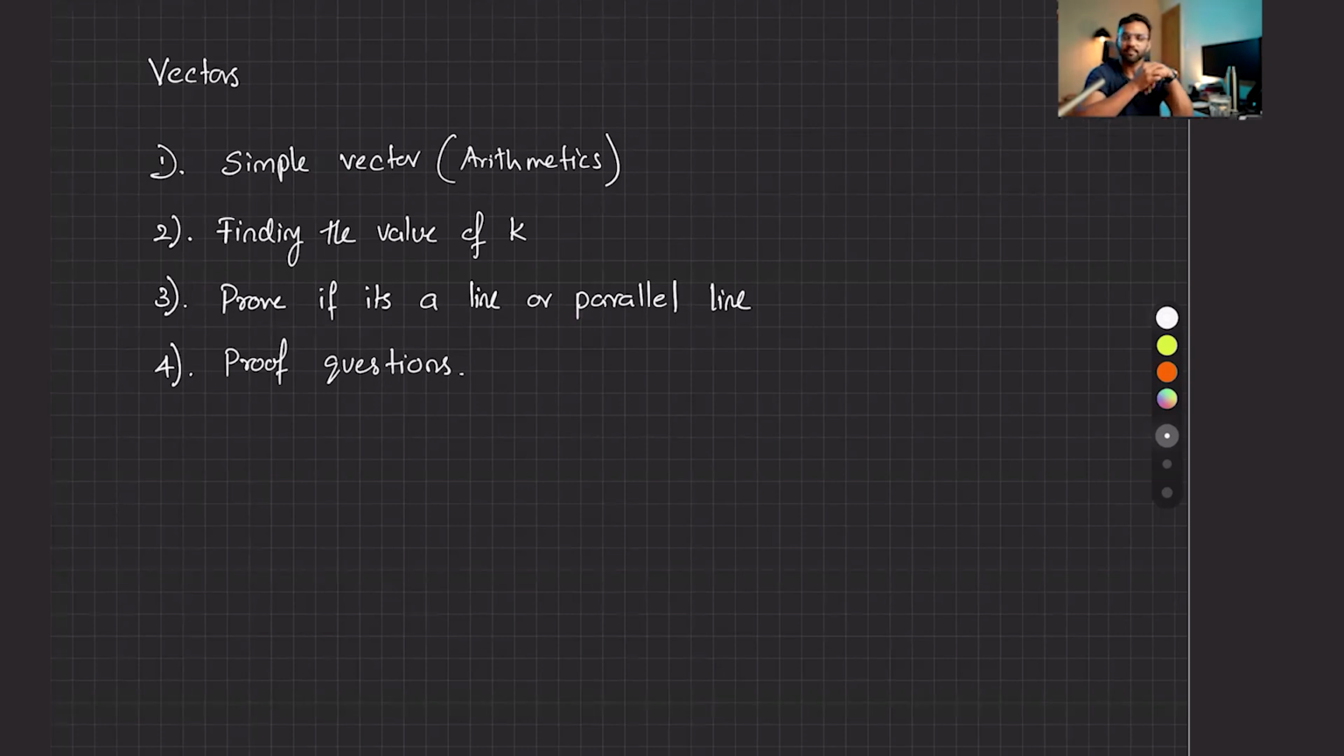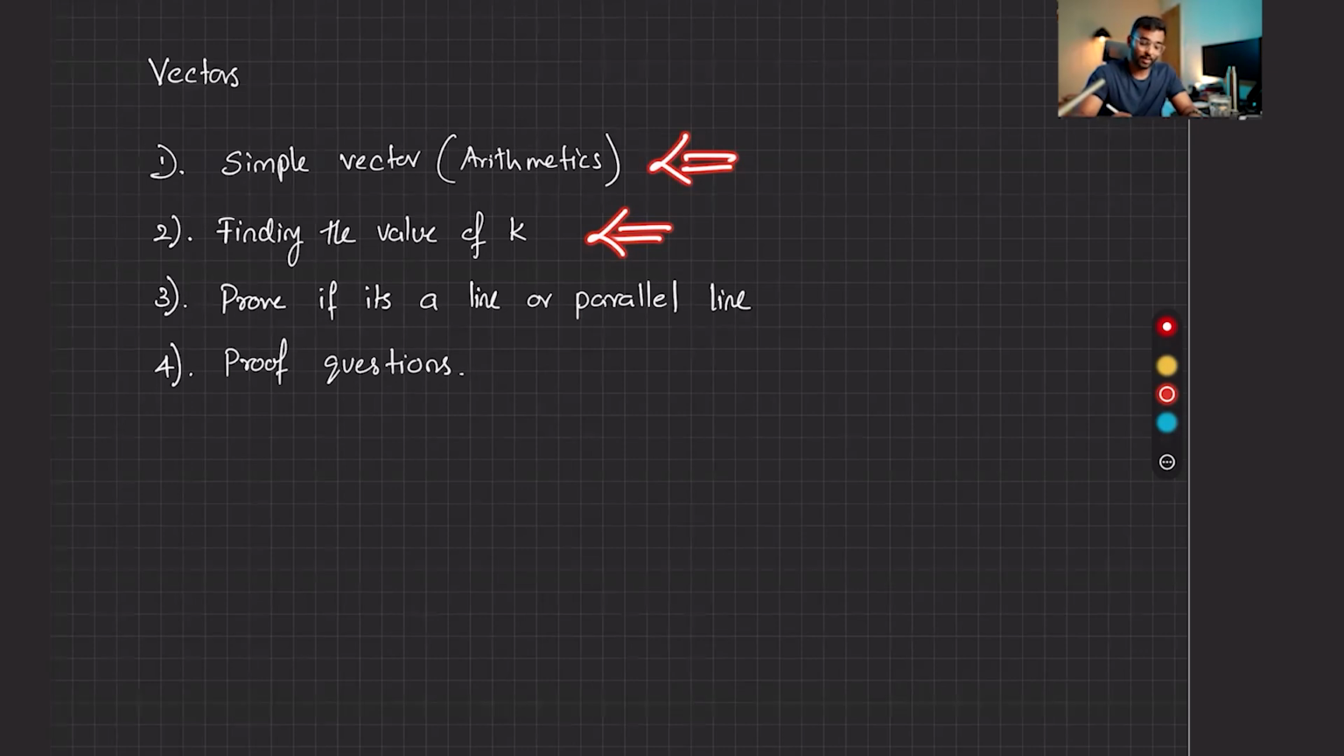Okay, so listen, guys, vectors can be broadly categorized into four groups. First is the simple vector arithmetic, which is there in both higher paper and foundation paper. Super simple stuff. And then you have a slightly harder one, which is to find the value of k, a missing constant, and it will involve ratios.